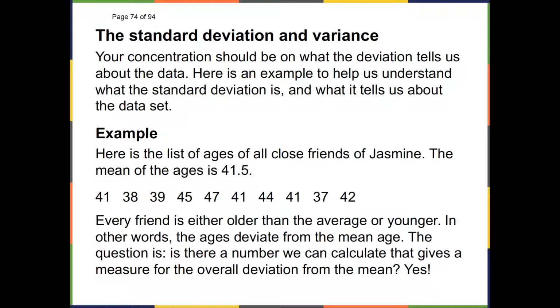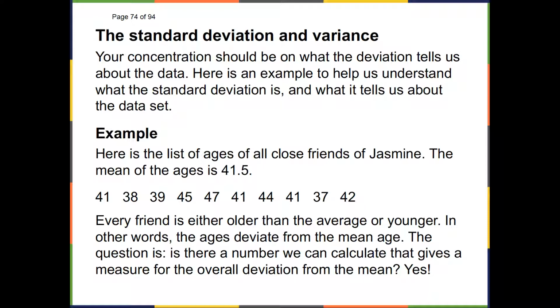Now, it'd be helpful to have a term to describe how this data varies. And that would be with the standard deviation. What the standard deviation tells us is what is the amount of the variation that we have. If the standard deviation is low, that would mean that the data is going to be close to the mean.